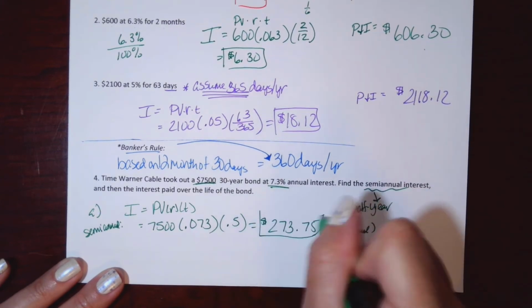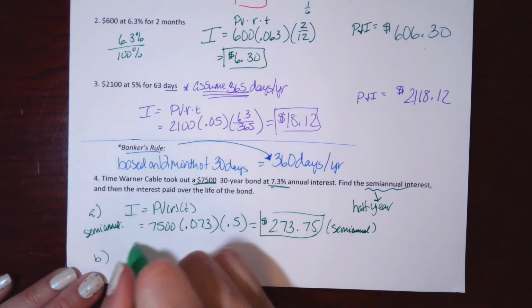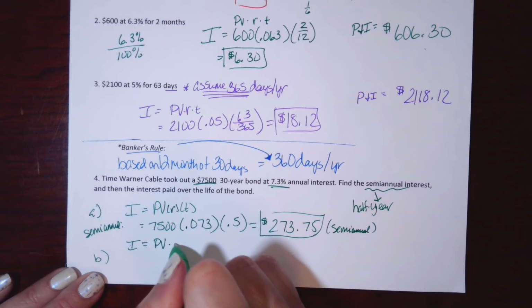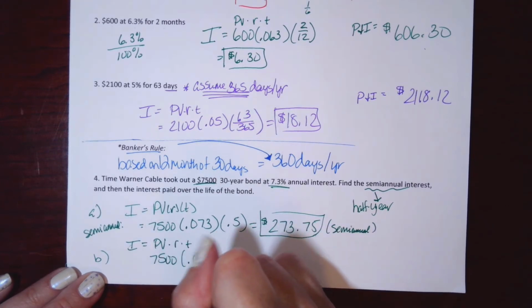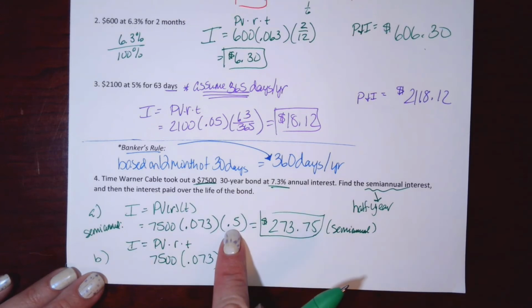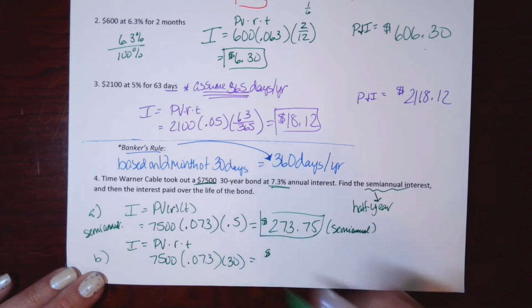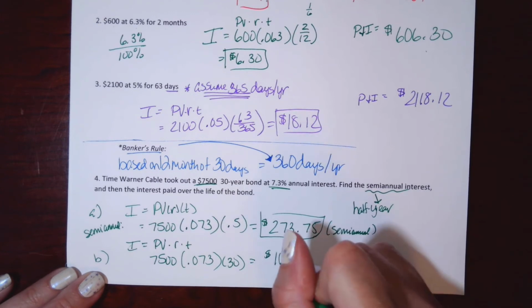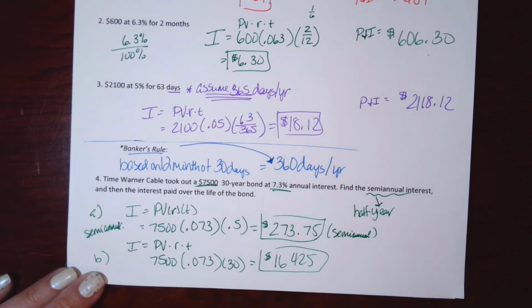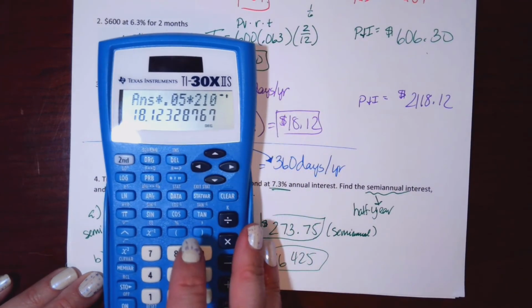Well, how can I find the interest over the life of the bond? It's still simple interest. I equals PV times R times T. We start out with the same investment and the same rate. Our time changes now to that 30 years. You plug that into your calculator, you should get $16,425.